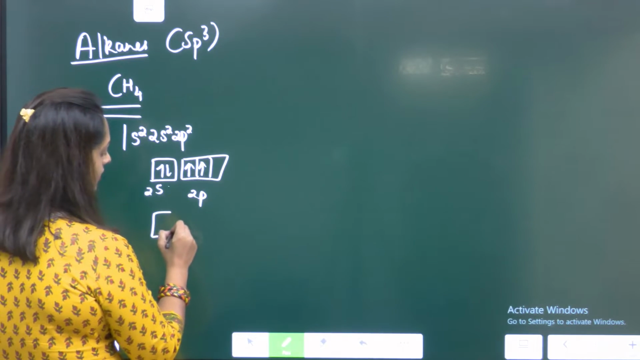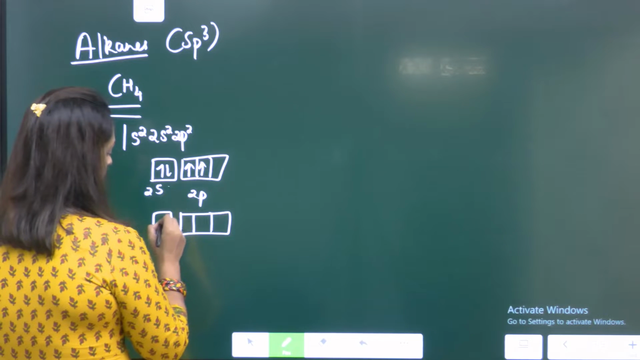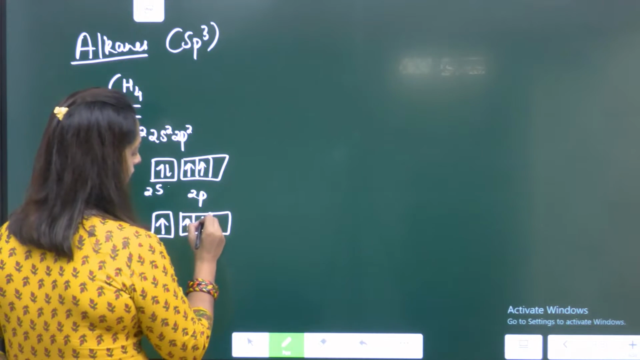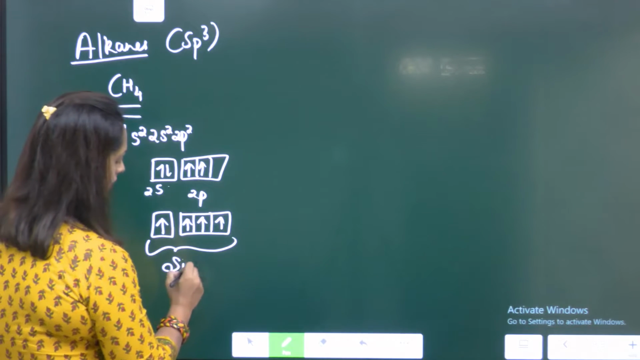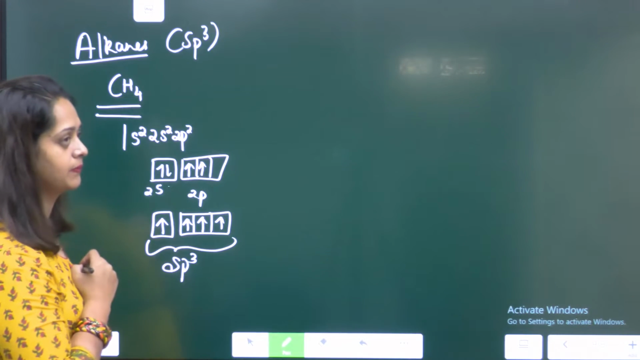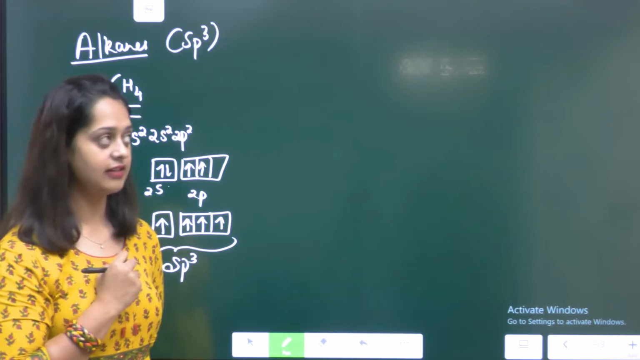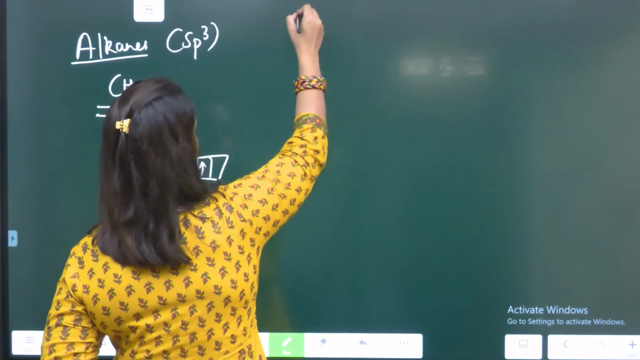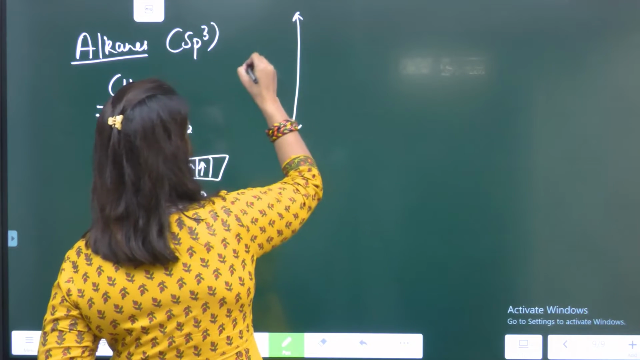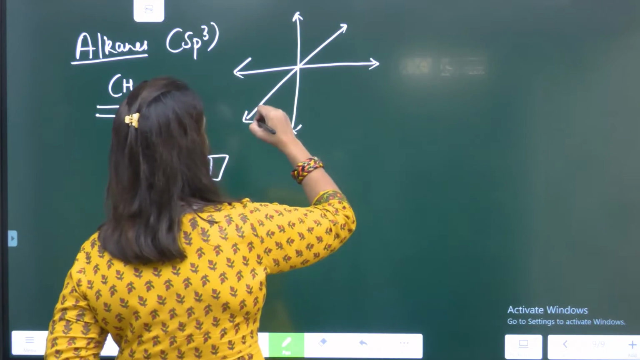So that means in order to make CH4, this electron needs to be excited and all of them will be used to form sp3 hybridized. When I do the sp3 hybridization, it's in the tetrahedral shape. So this is your px, py and pz. When they combine, atomic orbitals combine to form hybrid orbitals.